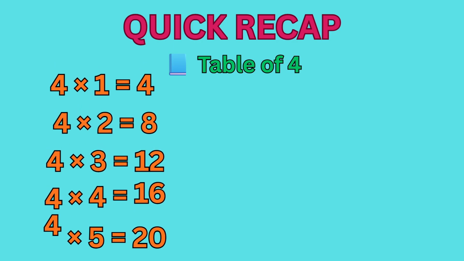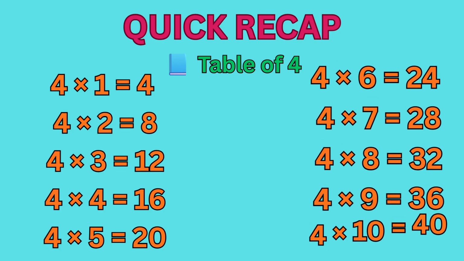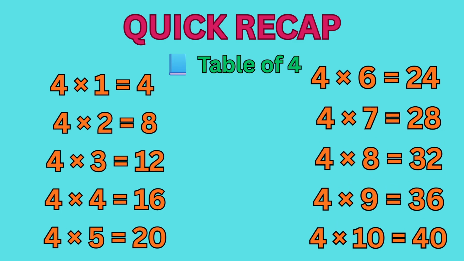4 ones are 4, 4 twos are 8, 4 threes are 12, 4 fours are 16, 4 fives are 20, 4 sixes are 24, 4 sevens are 28, 4 eights are 32, 4 nines are 36, and 4 tens are 40.